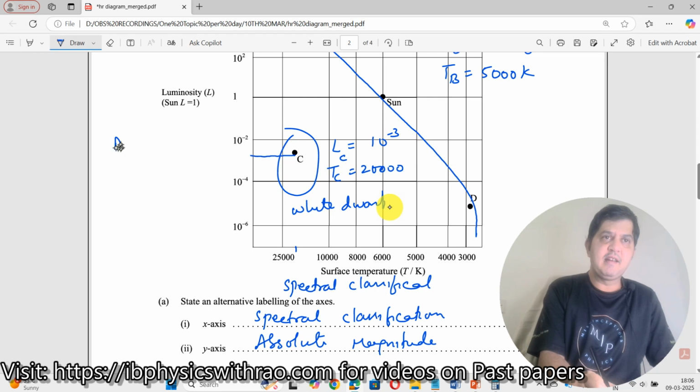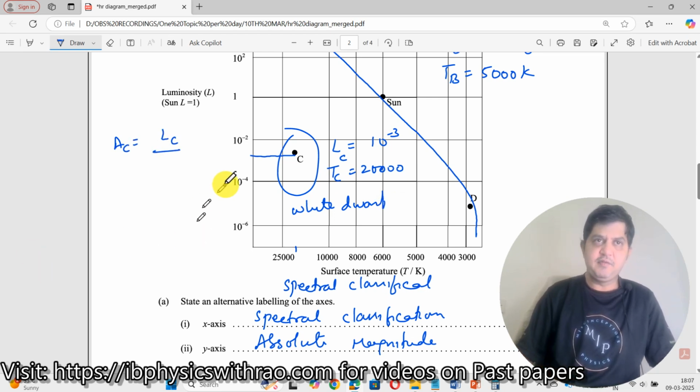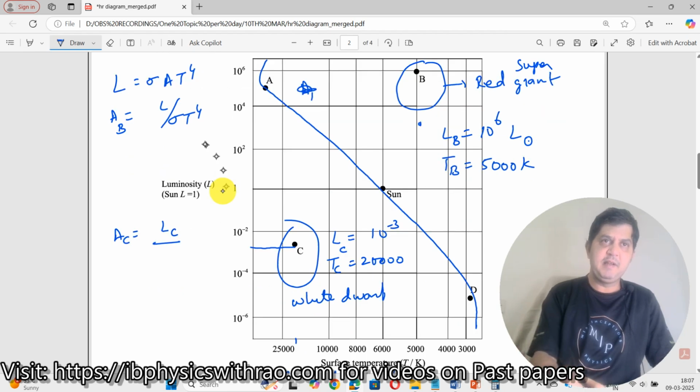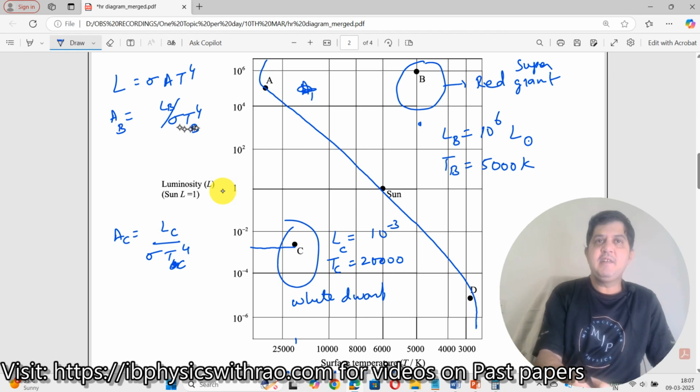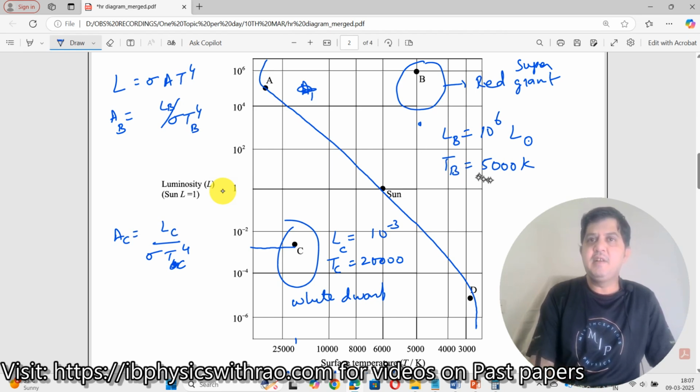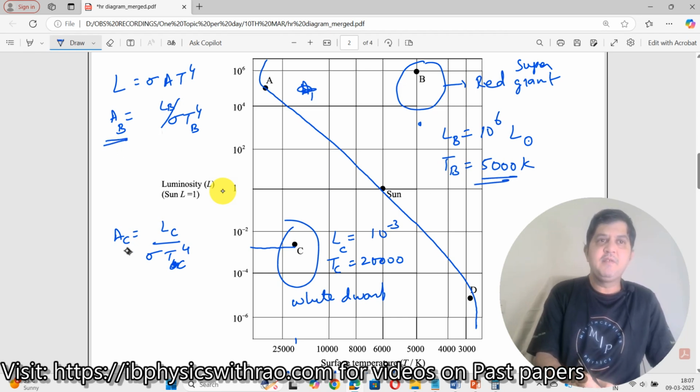So therefore, I'll write AC is equal to LC. Let me write on the formula. LC divided by sigma T power 4, TC to the power of 4. Now you see, for AB, for the star B, luminosity is higher, area should be higher, and this value of T is lower. Value of T is 5,000. So definitely this AB is really higher as compared to AC.